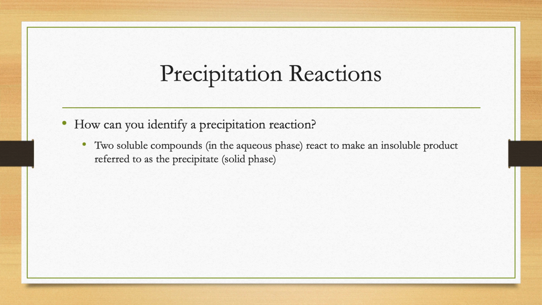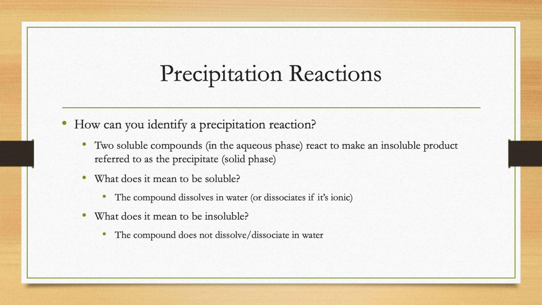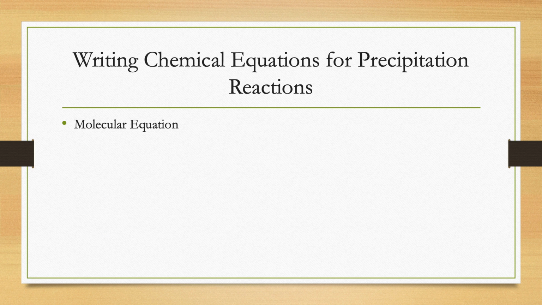So in precipitation reactions, you're always making a precipitate, some sort of insoluble solid compound, from two starting compounds that are soluble and are dissolved. Those two terms, soluble versus insoluble, are really just all about whether that compound dissolves or not in water. Another note: I use the term dissociate in the slide, since most of what we're looking at for precipitation reactions are ionic compounds. Ionic compounds, when you put them in water, if they dissolve, it's because they dissociate, or break apart, into their individual ions.